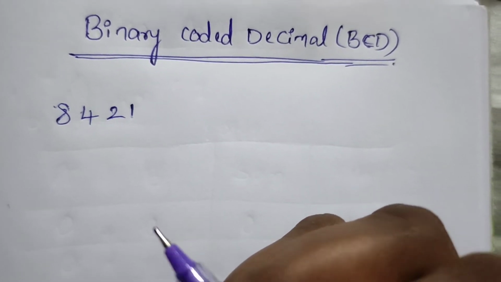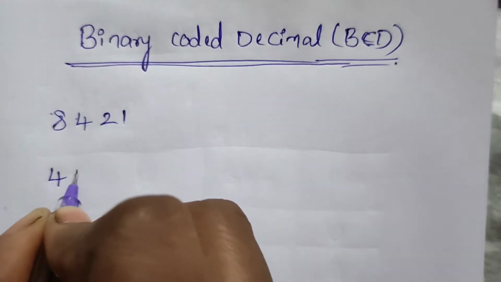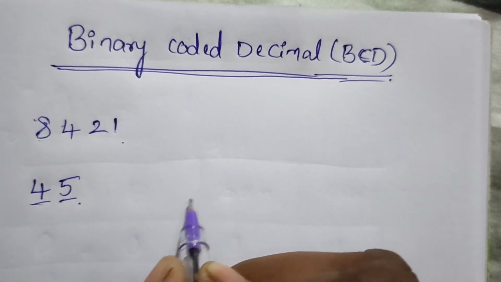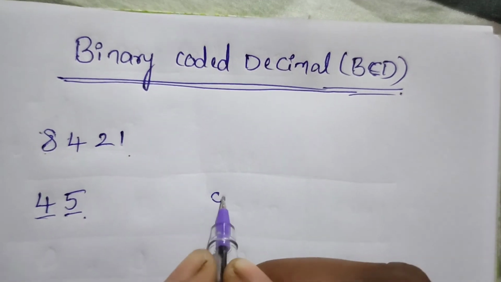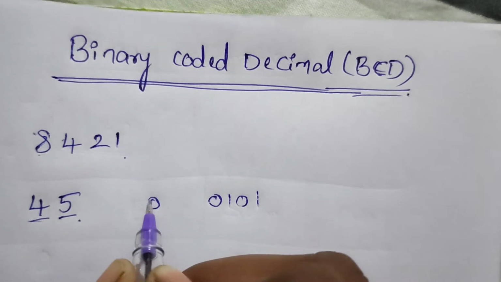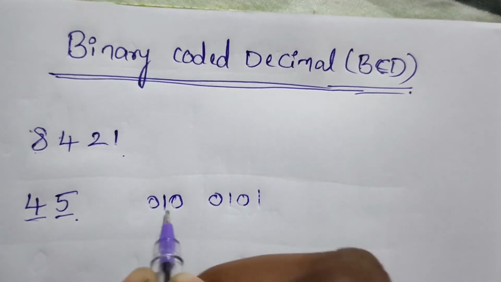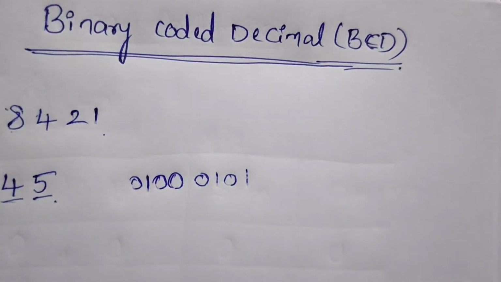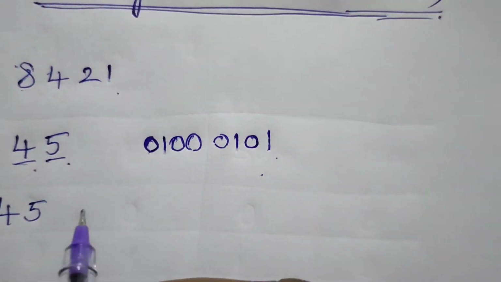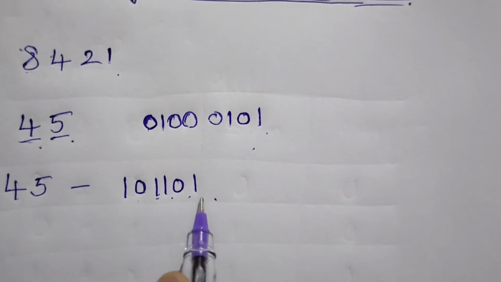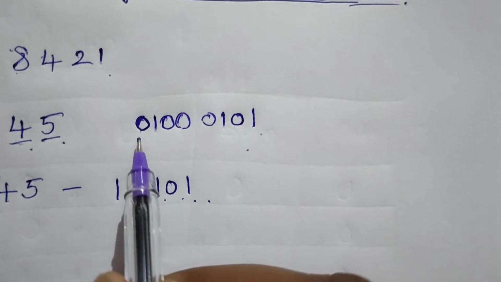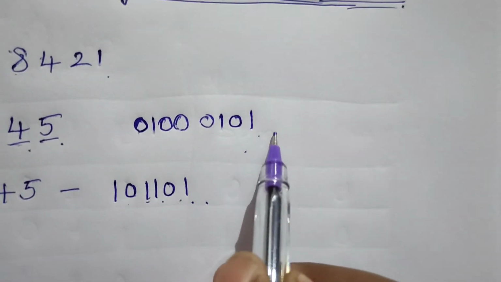Let us take an example of 45. This is a decimal number. 5 is represented as 0101 and 4 is represented as 0100. Representing this 45 in the form of binary requires only 6 bits, whereas in BCD each digit requires 4 bits, totally 8 bits.